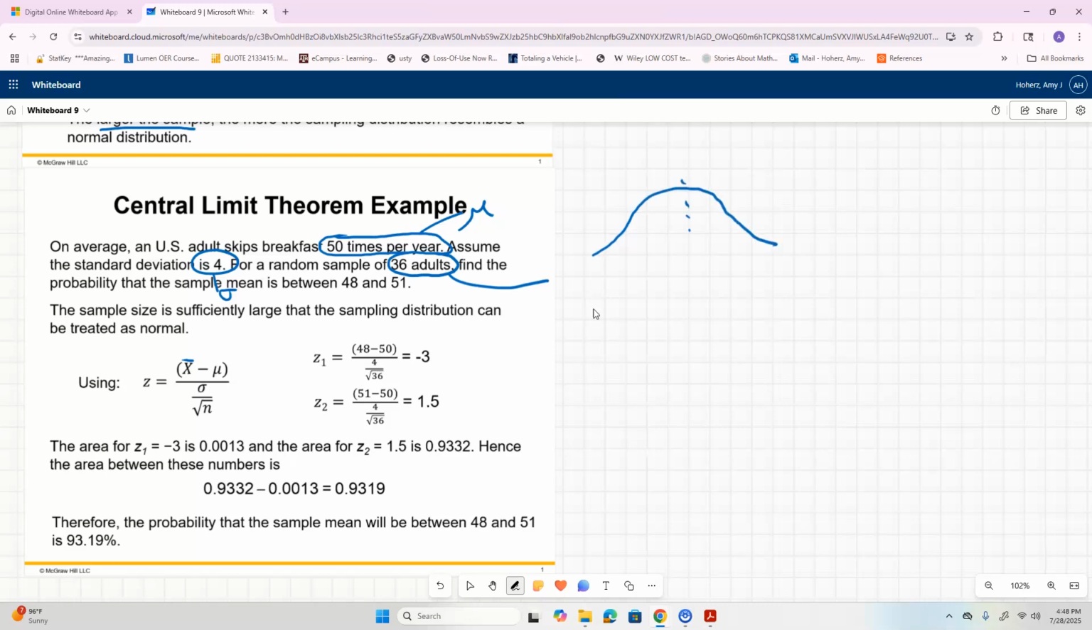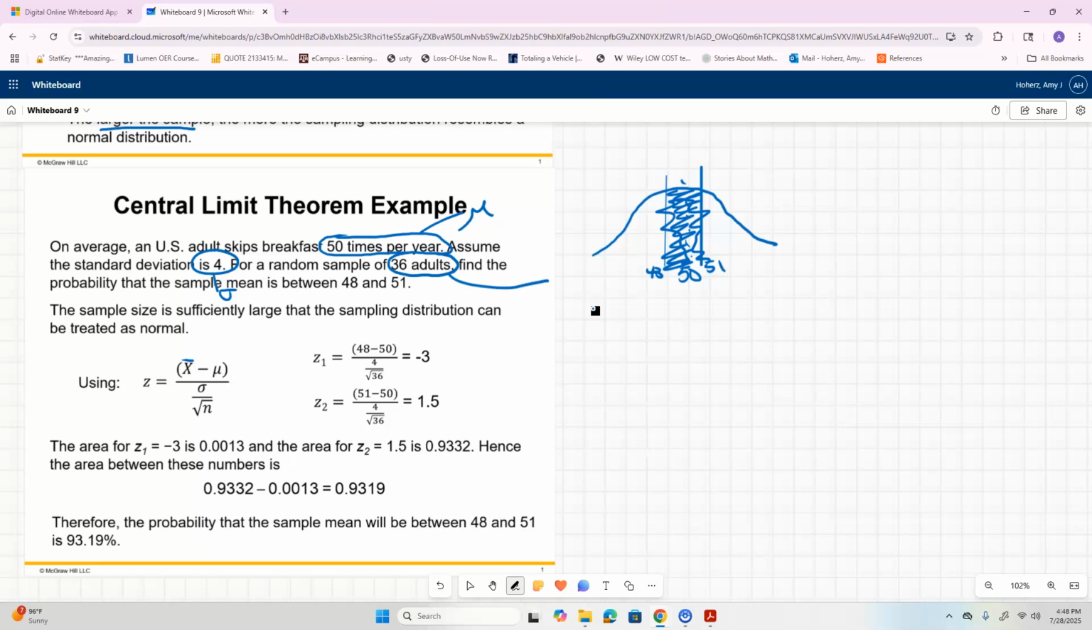So I'm going to draw a graph the same. In the middle, we've got 50. That was our average. We want to find the probability that we're between 48 and 51. So we want to know the probability that we're between those two values.